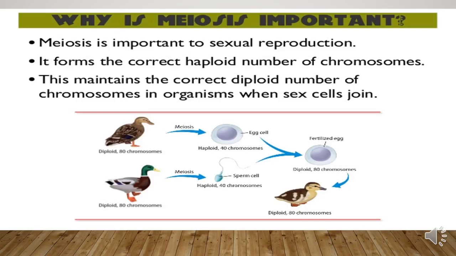The picture shows a mother with diploid chromosomes and a father with diploid chromosomes too. After meiosis, the diploid chromosomes become haploid. So, when the egg cell and the sperm cell unite, a diploid organism is produced to maintain the chromosome number of an organism.